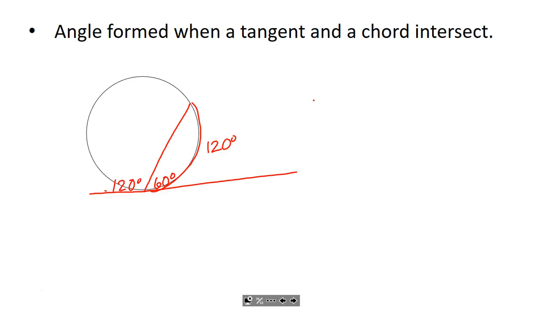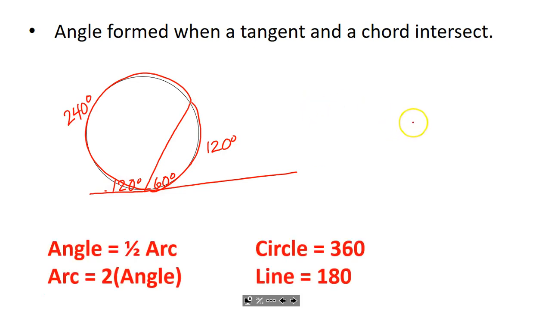And then the other arc out here would be 2 times 120, which would be 240. And recall again that our whole circle has to equal 360 degrees. So these are some of the relationships we need to use here: the angle is half the arc, the arc is 2 times the angle, the circle's 360 degrees, and the line's 180 degrees.